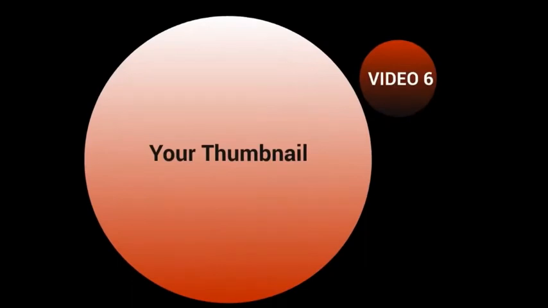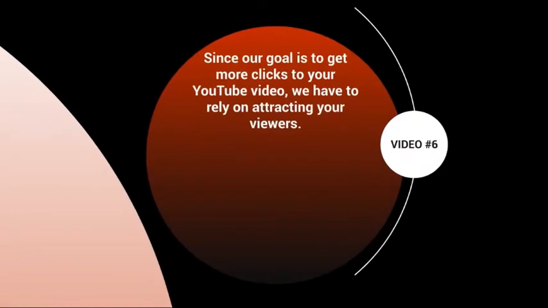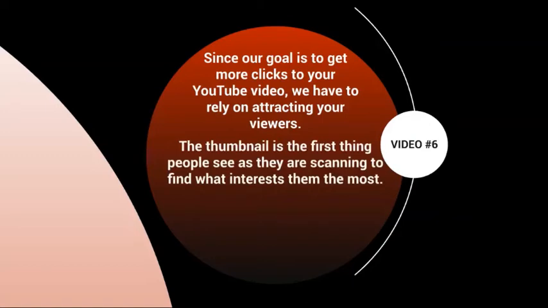Let's talk about your thumbnail and why that is important. You see, since our goal is to get more clicks or more views to your YouTube video, we have to rely on attracting viewers. So if you think about it, the thumbnail is the first thing people see as they are scanning to find what interests them the most. So in other words, if you go to youtube.com and you type in a keyword, you're going to see all the results with thumbnails, the titles, the descriptions, and all of that. So that's the first thing that they see.